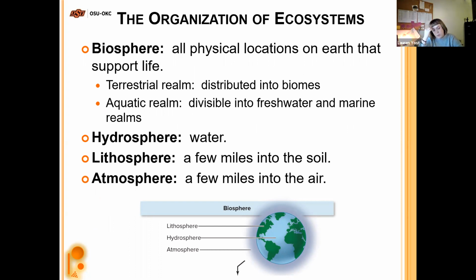So then you can also divide the biosphere in a different way, which is the hydrosphere, which is anything with the water; the lithosphere, which is basically the land portion, just for basic argument, okay? And then the atmosphere, anything up into the air. So those are the 3 layers that we're talking about. And then within that, we have the terrestrial versus the aquatic realm, portions of the biosphere where life can be supported.